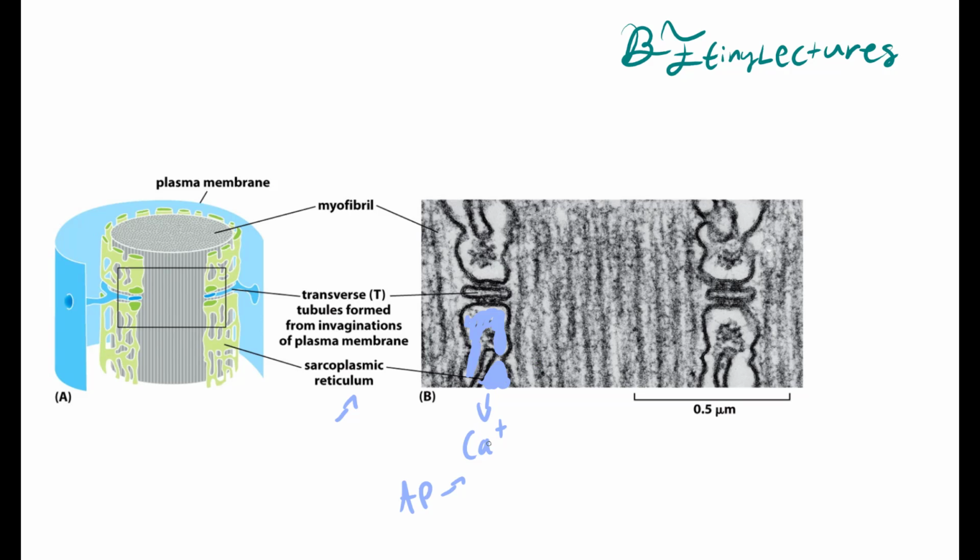However, I need to get this action potential within the muscle cell. So how do I get these action potentials into the muscle cell? Turns out that within the muscle cells, we have these little loops.